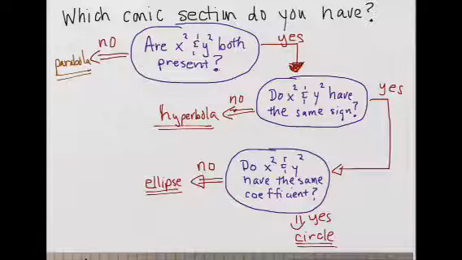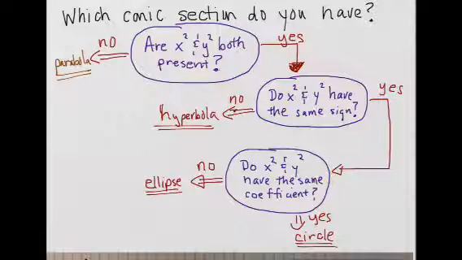Okay, so I'll start off by sharing this flowchart, which will help you identify which of the 4 conic sections you have. This one will start off with this part right here. Are x squared and y squared both present in your equation? If the answer is no, if only one of them is squared, then you have a parabola. If both of them are squared, then you go down this way.